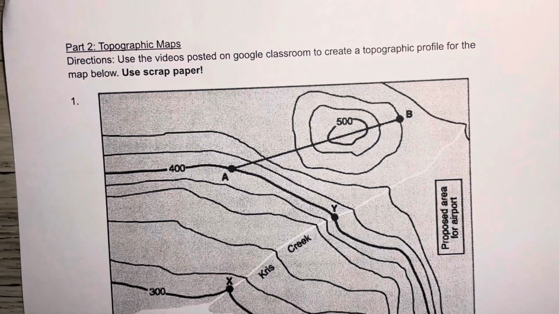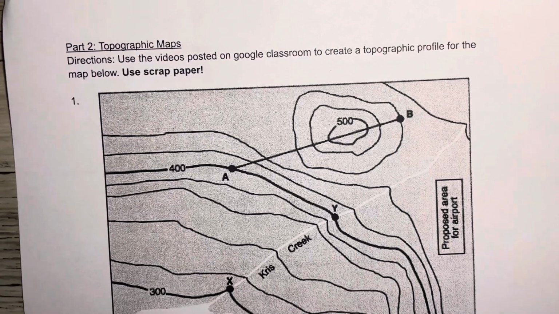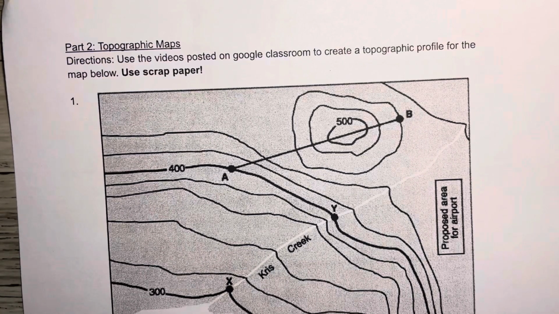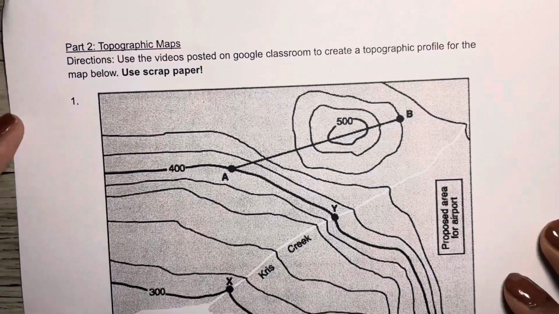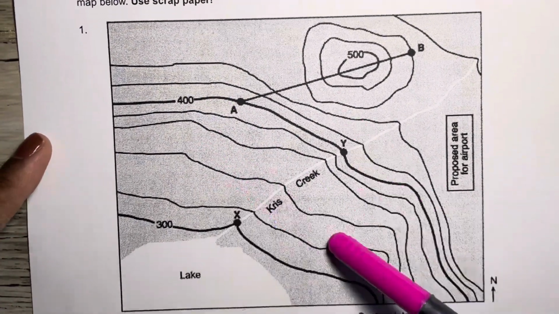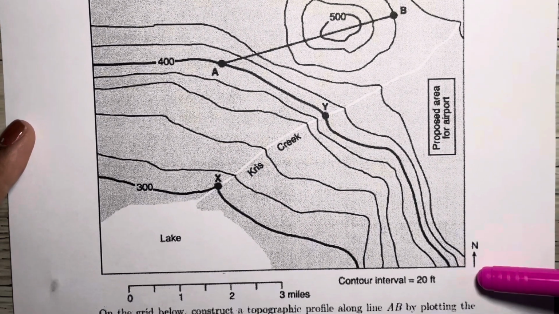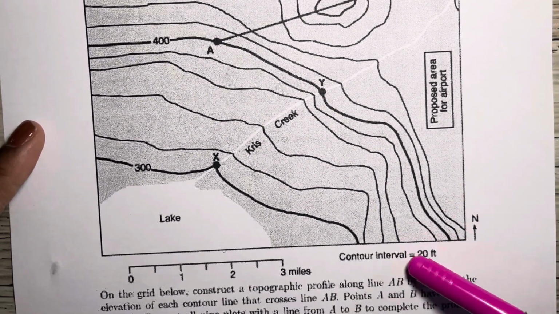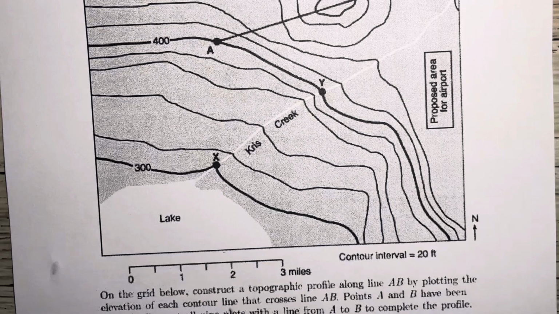Everyone. So today I'm going to show you how to do part 2 of your topographic maps lab, gradient and topographic maps lab. So it says directions. Actually, let's start here. I have a map. I'm given the north arrow. I'm given the contour interval, which is 20 feet. I'm given a scale.